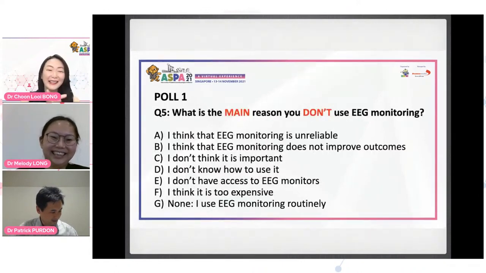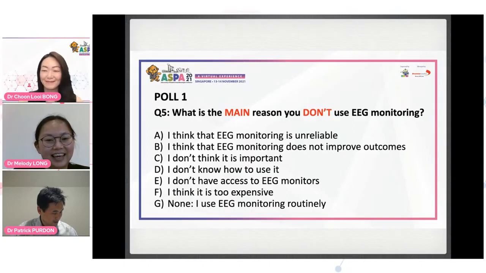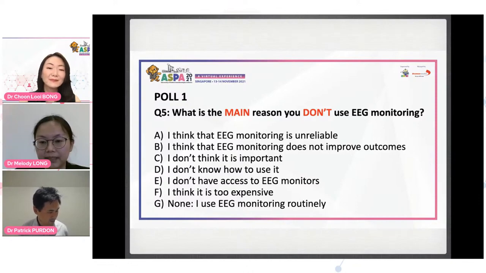Later. Yes. Okay. This is the last question for poll 1. And for our last question, what are some of the main reasons you don't use EEG monitoring? And this will be interesting for us to see. We'll give some time for responses to come in. Yeah, this needs some thought, right?